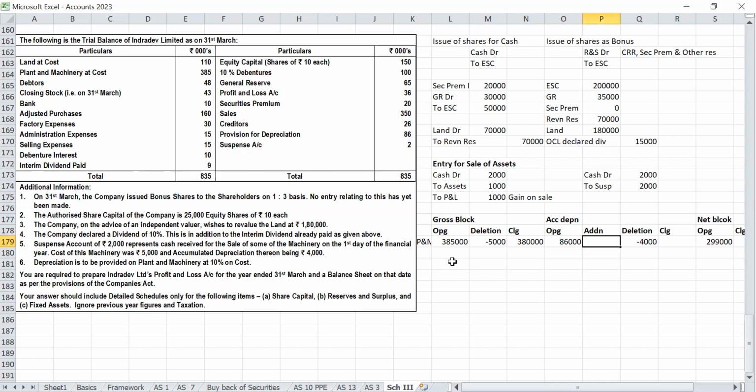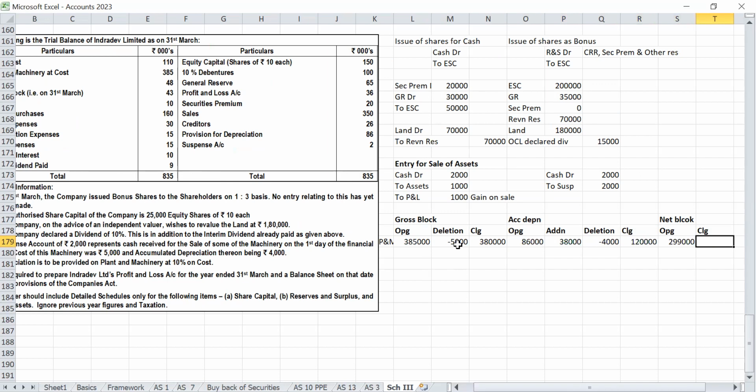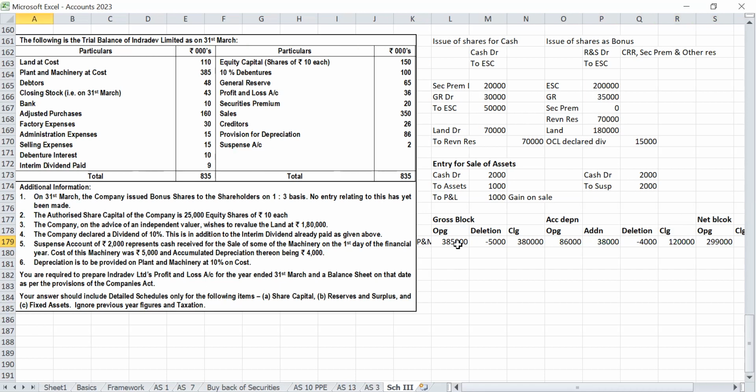So what is the closing balance? 3,80,000. How much additional depreciation provided during the year? Into 10%. If the suspense account entry is on the last day of the financial year, we have to consider 3,85,000 into 10%. So 1,20,000. Closing will be closing cost minus closing accumulated depreciation.